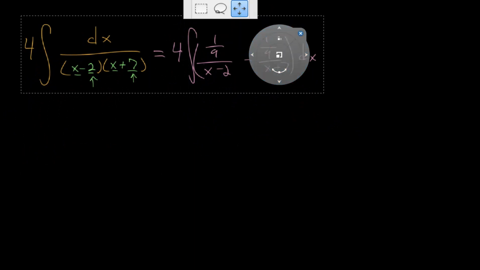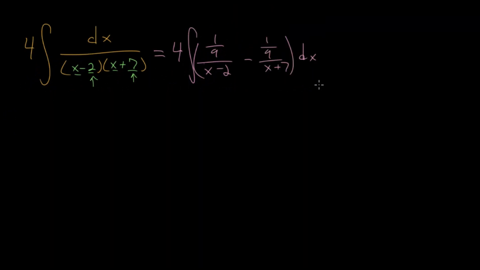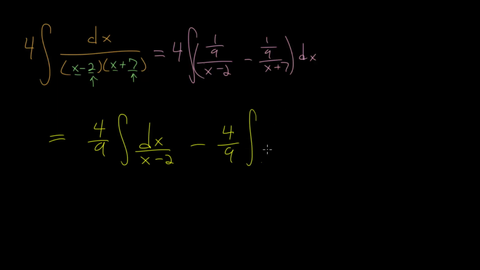And to start, let's simplify everything. We can split this into two separate integrals, and we can factor out the 1/9 in each so that we get 4 over 9 multiplied by the integral of 1 over x minus 2, or dx over x minus 2. Then we're subtracting. When we factor out the negative 1/9 here, we have minus 4/9 multiplied by the integral of 1 over x plus 7, or dx over x plus 7. And these two integrals are now simple enough that we can solve them.